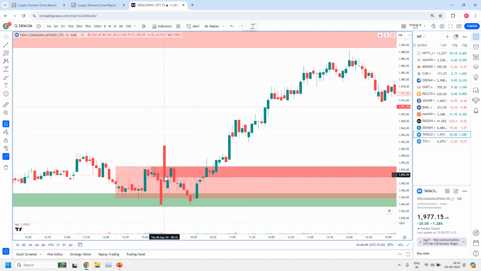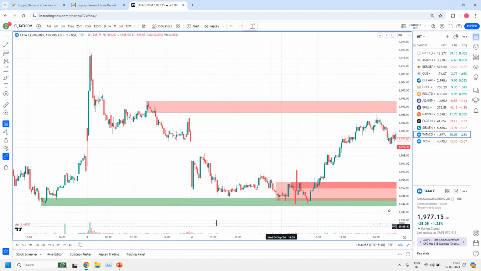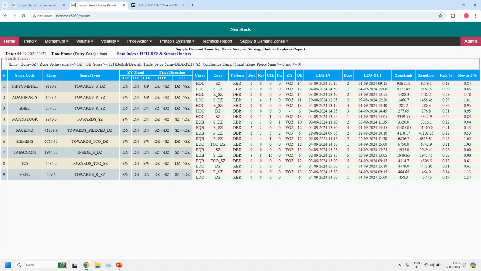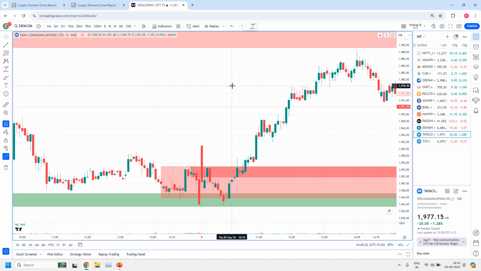But today, see, in the morning session, what happened? This zone is completely violated. And this is the target zone, a 15 minutes high liquidity zone. Let me show you. Tata Communication, see here. This is a bearish trade setup supply zone. This is a normal high liquidity zone. Already tested 8 times. Today also it is tested. Today also it gave trade opportunities.